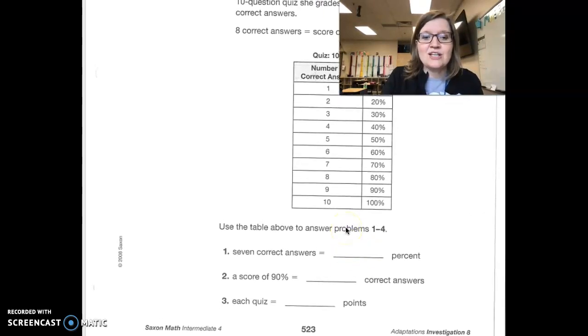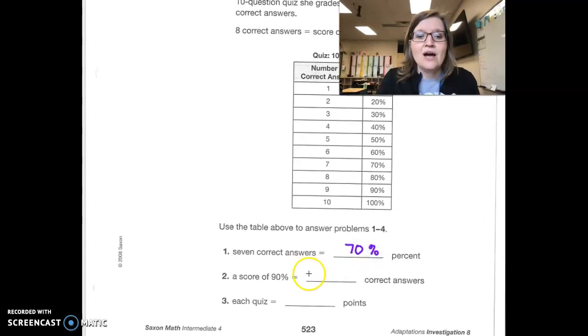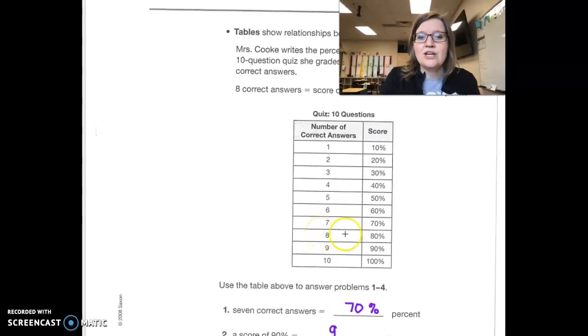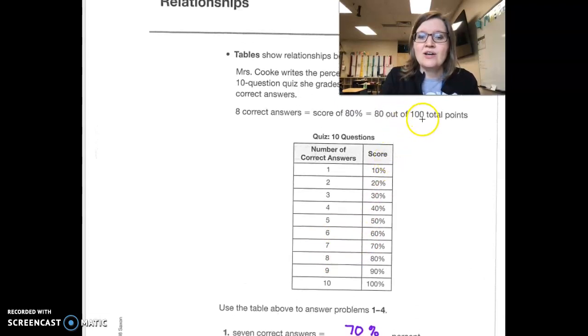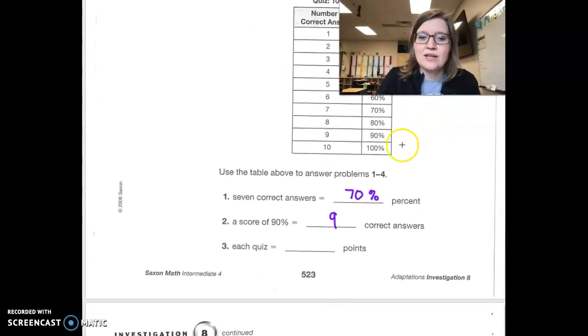First off, the first question is, if you have 7 correct answers out of 10, you achieved 70%. And we can write it like a little mark. A score of 90% means that you have achieved 9 correct answers. And the question that they ask is, so how many points are attached to each quiz? We look, there are 10 questions, and it says here there are 100 total points. So we write this down, 100 points.